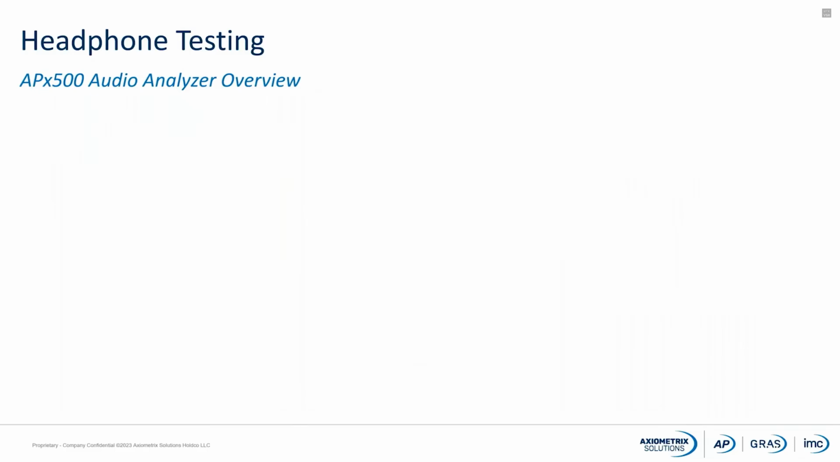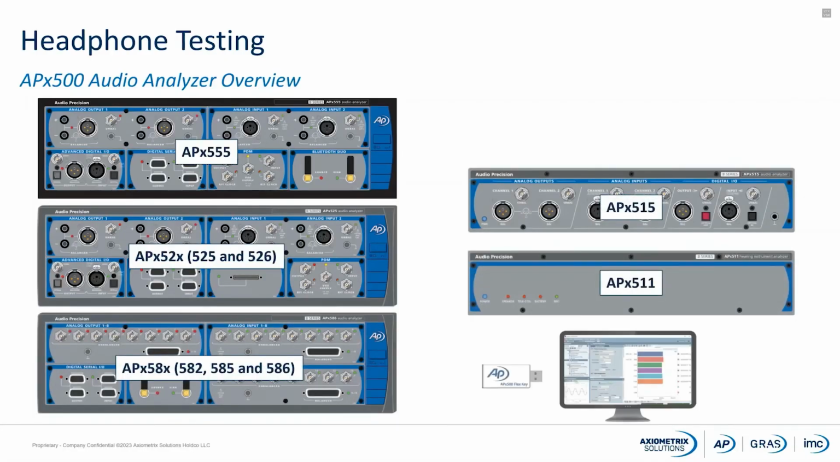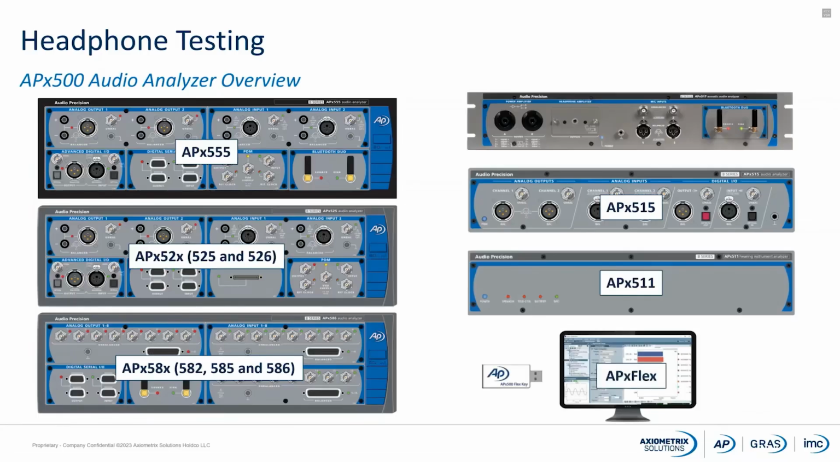So we have many different types of analyzers. As I mentioned, nine hardware analyzers, and these are basically the members of each family of analyzers. Up here on the left, the 555, this is our top of the line. This is the analyzer with the best performance on the market in terms of audio analyzers. Then we have other analyzers such as the 8X family for multi-channel measurements. With this type of analyzers, you can get up to 16 analog inputs and 8 analog outputs. These are for simultaneous measurements.